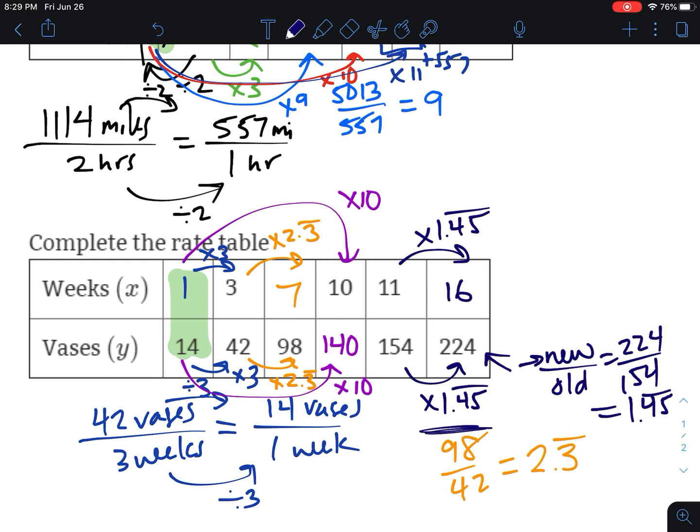So keep that around your calculator if it's a crazy decimal, and then just do times the next number, and you've got it. So that's how we use a rate given in our table to complete a rate table, by just finding scale factors.